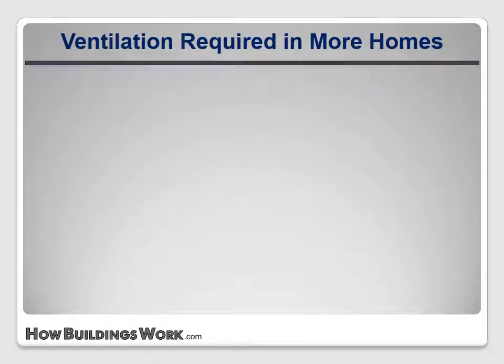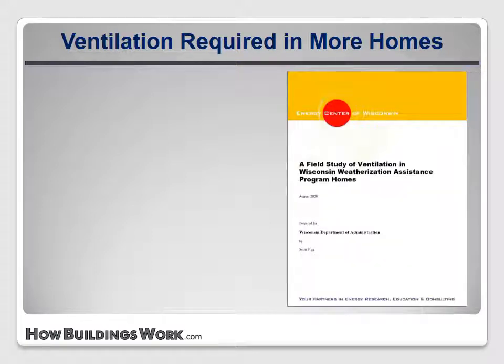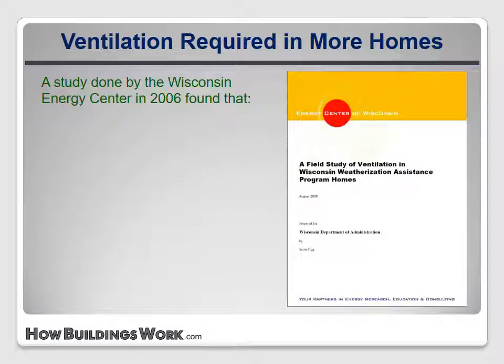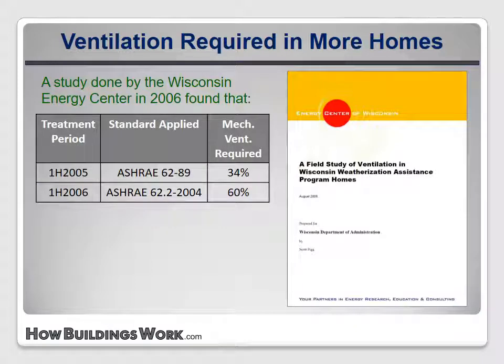Just to give you a sense of what will change if you transition from standard 62-89 to 62.2, let's consider the results of a study done by the Wisconsin Energy Center in 2006. The Wisconsin Weatherization Assistance Program was transitioning from ASHRAE 62.89 to the 2004 version of 62.2 in late 2005. The study found that only 34% of homes required a ventilation system using 62.89, but when 62.2 was implemented, it went up to 60%. This is not a trivial result.